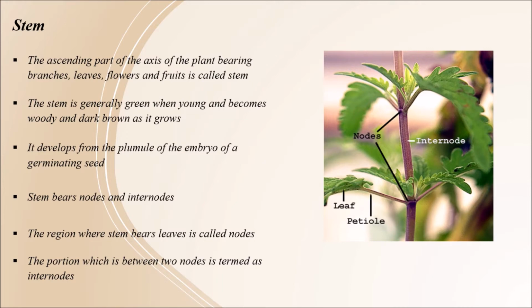So what are the important points here? The ascending part of the axis of the plant, that which bears leaves, flowers, fruits and branches is called stem. And stem is generally green when it is young and becomes woody or dark brown as it grows older. It develops from the plumule of the embryo, and stem bears nodes and internodes, and the region where the stem bears leaves is called nodes, and the portion between the two nodes is termed as internodes. Hope you all are understanding the concept.